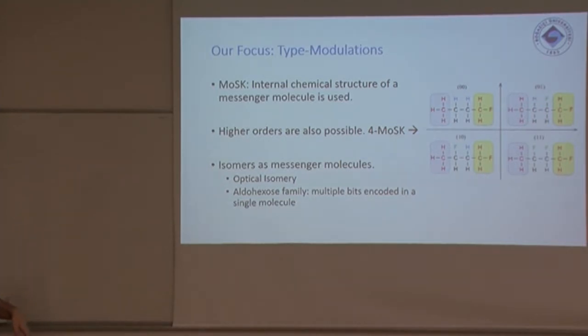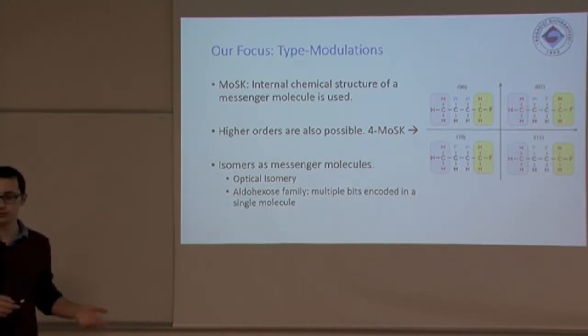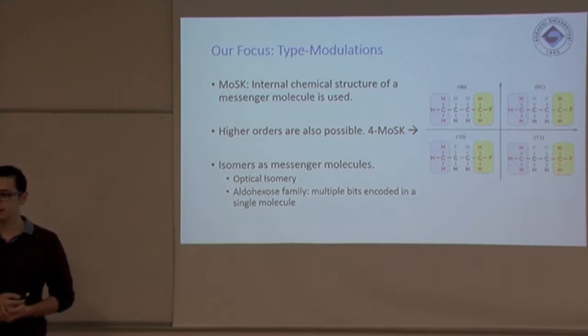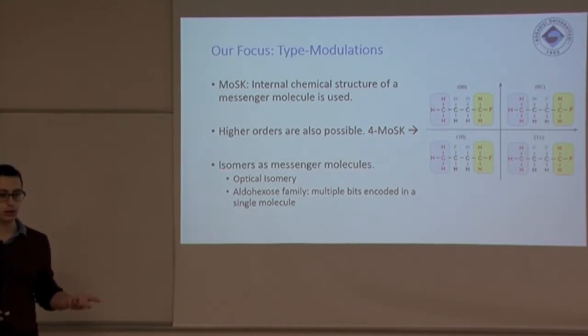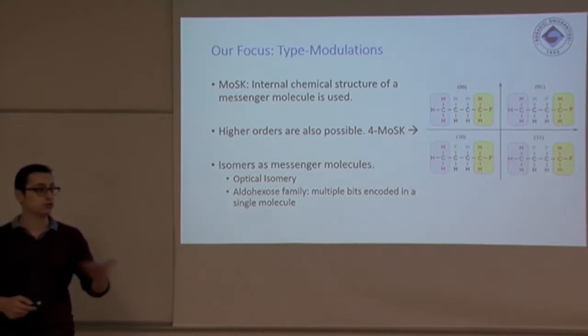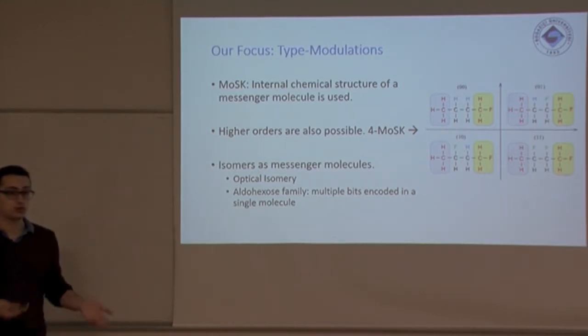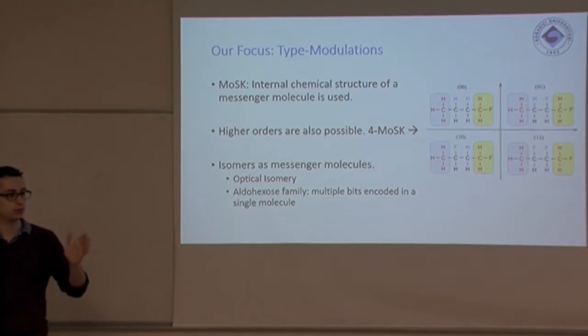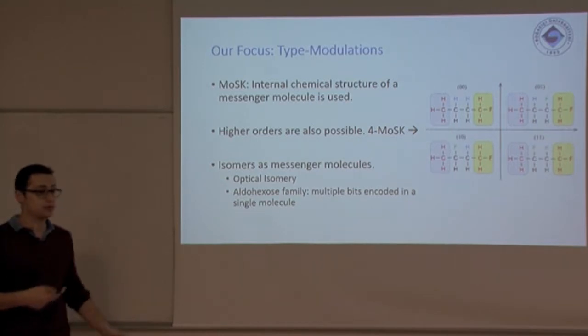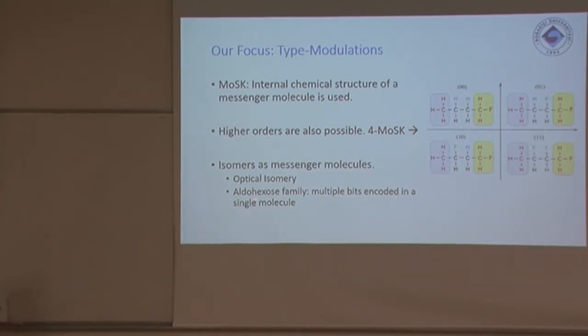So, of course, this molecule is a hydrofluorocarbon, and the problem with this is it's highly flammable and explosive, as far as I know. So, in another paper in the literature, people introduced isomers of glucose or 6-carbon sugars as messenger molecules. 6 carbon sugars have 1 carbon head, 1 carbon tail, and 4 carbons worth of information bits we can encode in. So we can actually have 16-Mosque, for example. And the family is called the aldohexose family. So yeah, this is it, I guess.